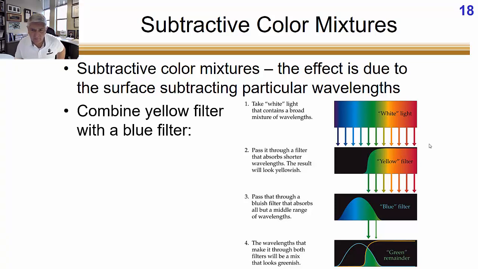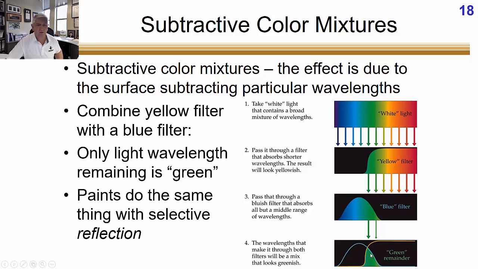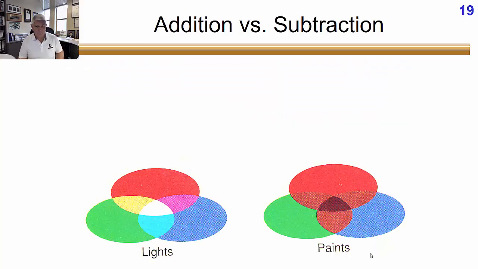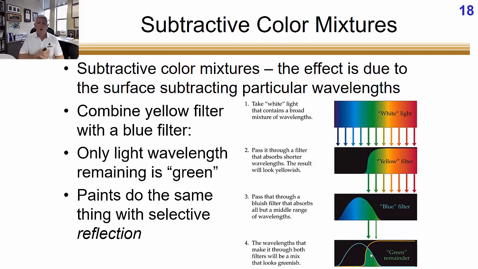We can also talk about that in terms of filters. It's like using a filter, right? So if you have a yellow filter that's going to filter out the short wavelengths of light, and you have a blue filter that's going to filter out the medium and long wavelengths of light, and you combine those two, the only thing left is green, right? This is the same thing that paints and dyes do. They're assuming that all wavelengths of light are going to strike that substance, so we're going to absorb the ones we don't want you to see and reflect the color that we want that object to be.